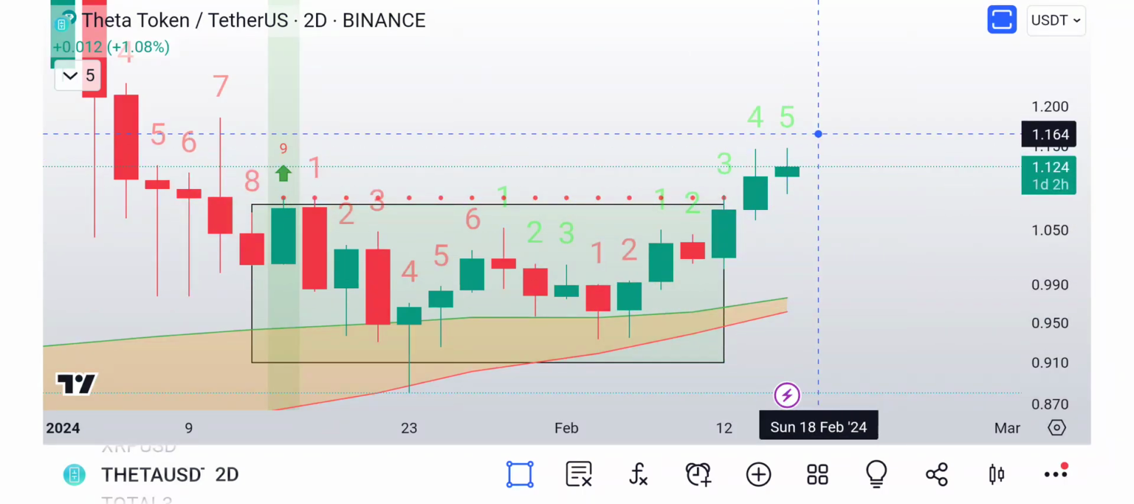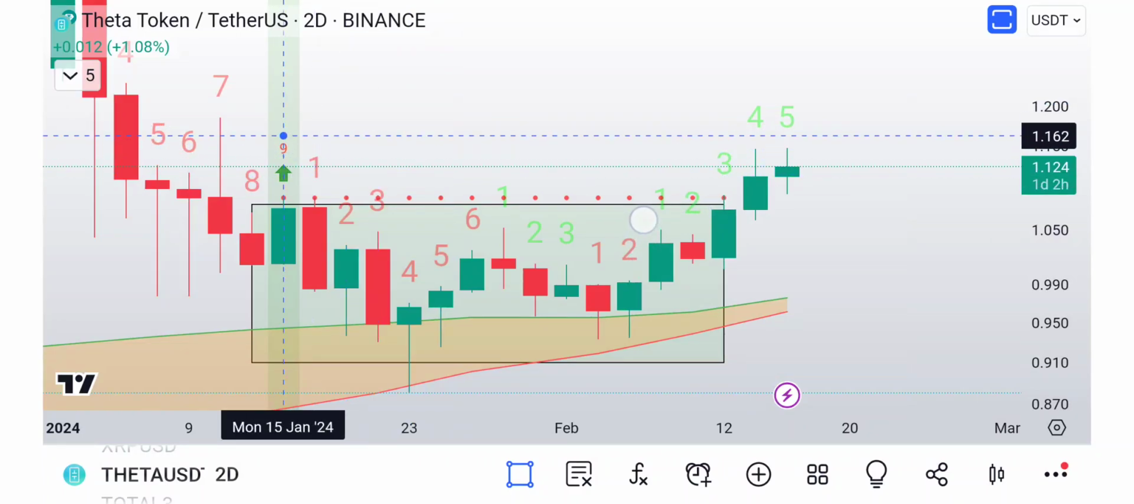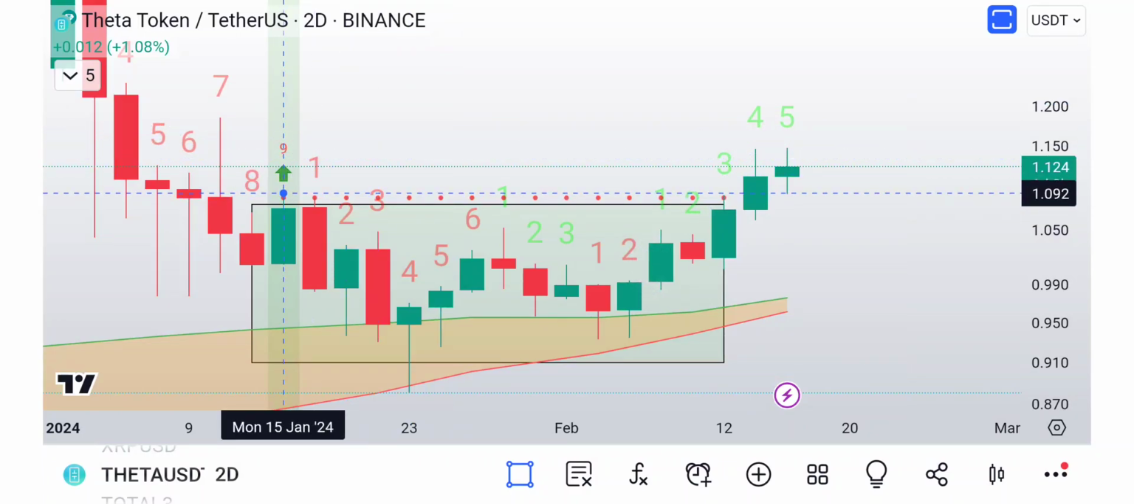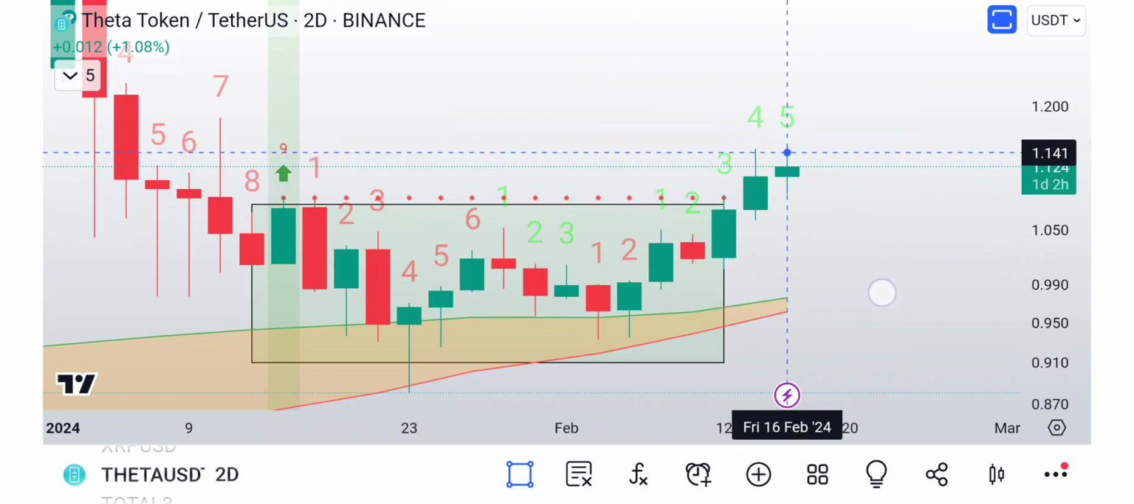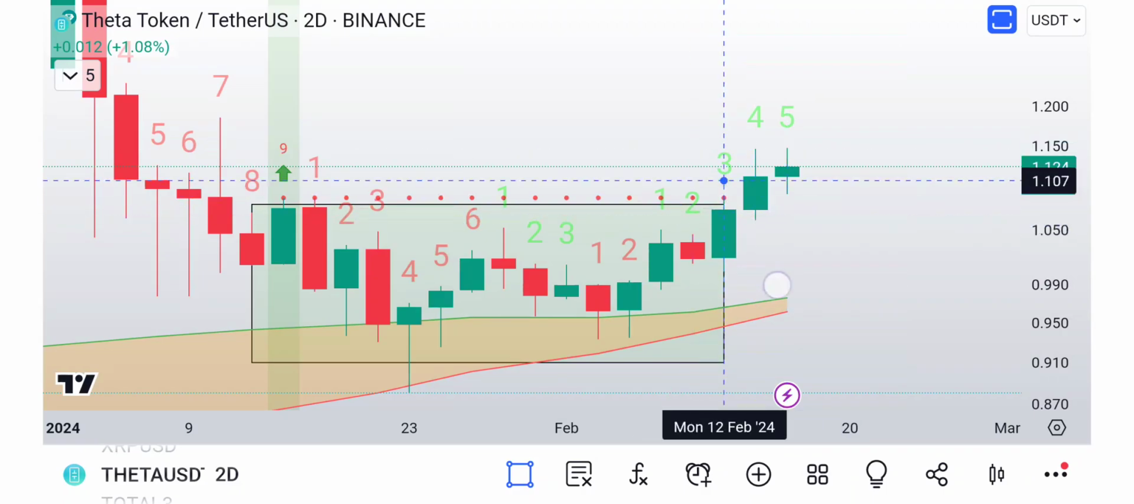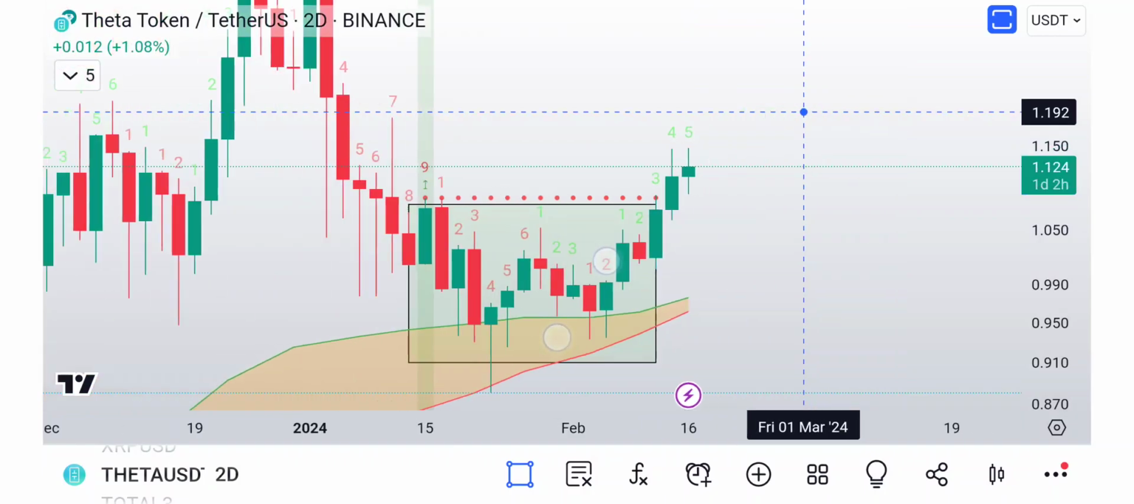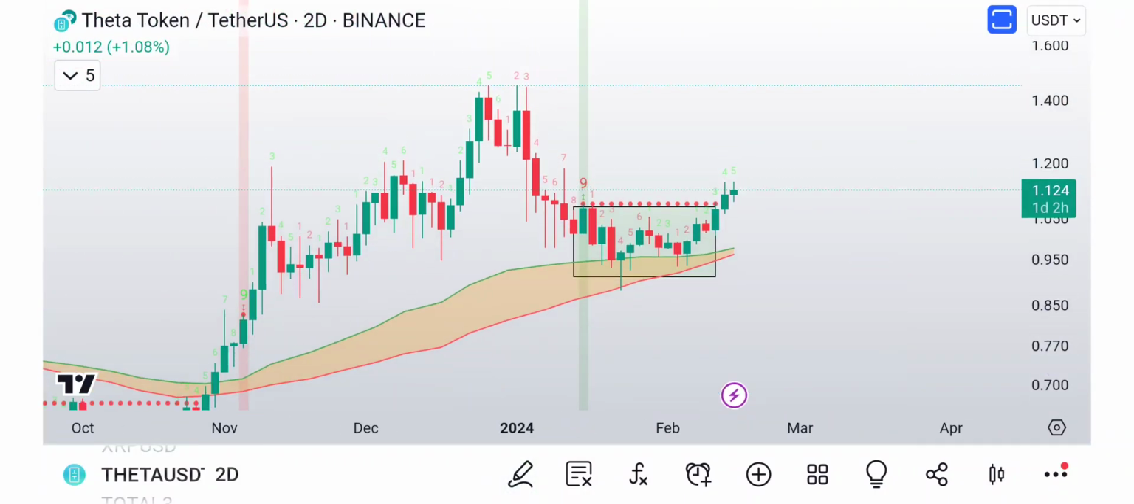So we broke above, we activated the 9. Doesn't mean it's 100%, right? But we are on a 5. So we can get 6, 7, 8, 9. So 2, 4, 6, 8. 8 more days of potential upside according to this 2-day 9, right?